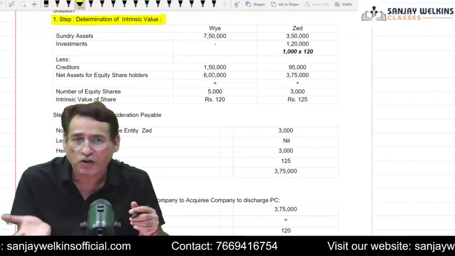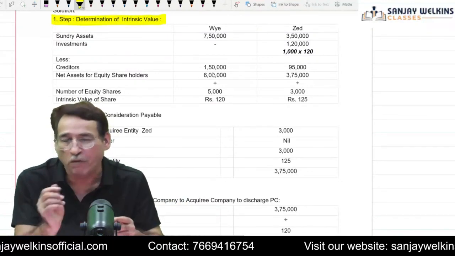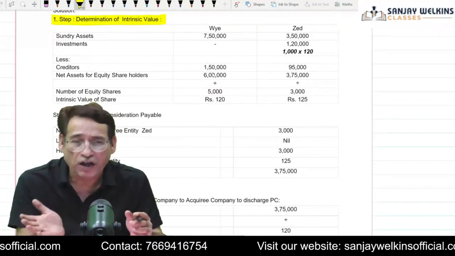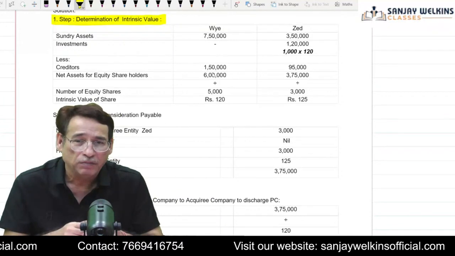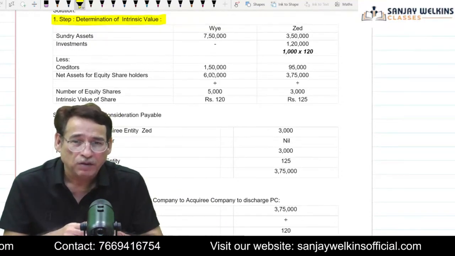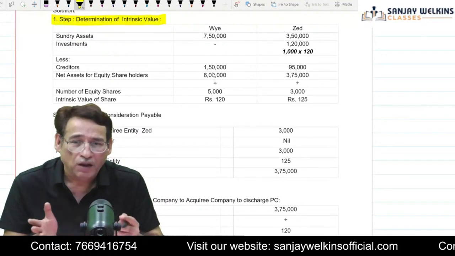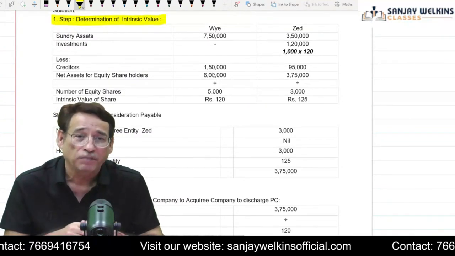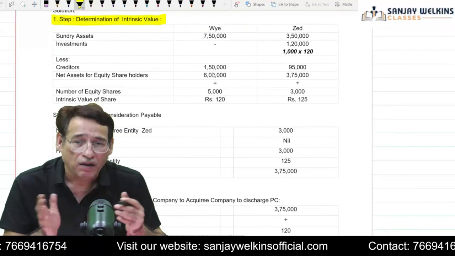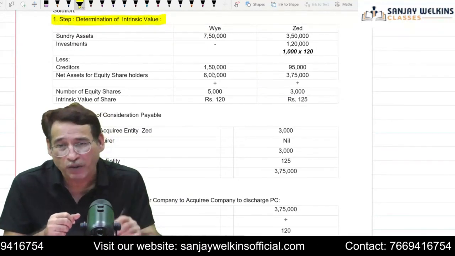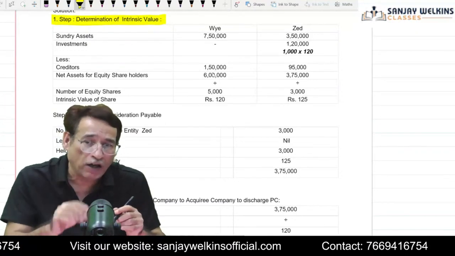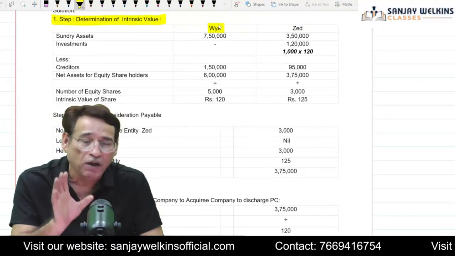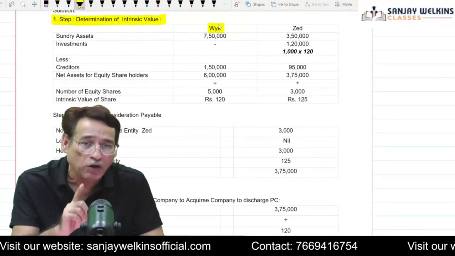In this question, in which company has investment been made? Has it been made in the books of acquirer or acquiree? In this question, in which entity has investment been made? You have already seen, in this case, Z Limited has made the investments in the acquirer entity. So the acquirer entity is Y Limited, in which investment has been made. So first of all, you need to compute the intrinsic value of that company.